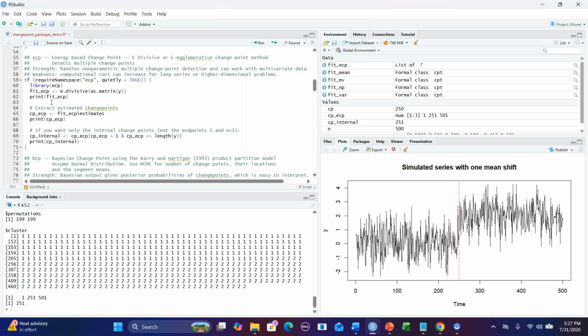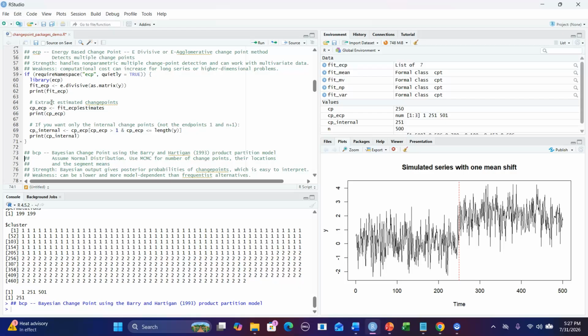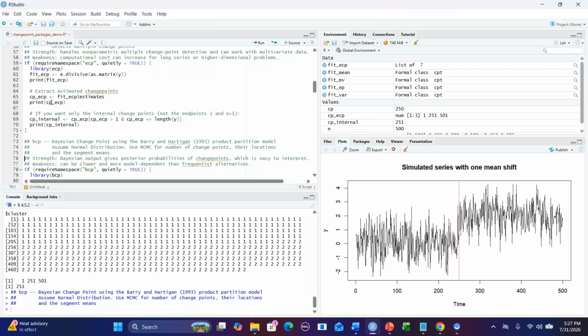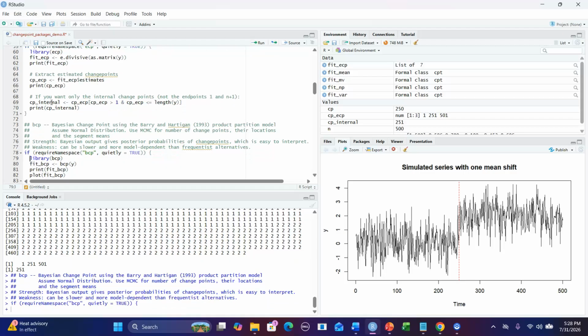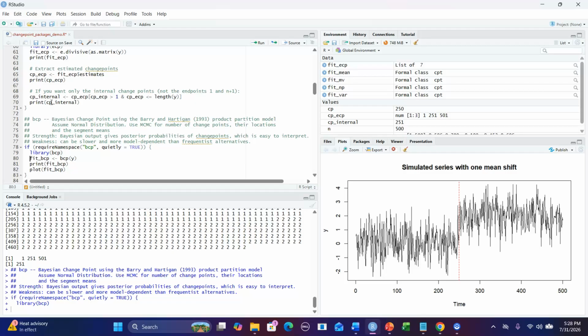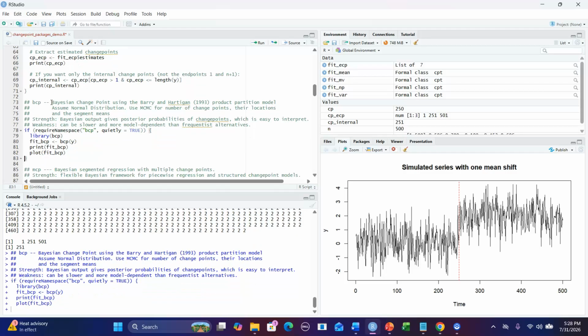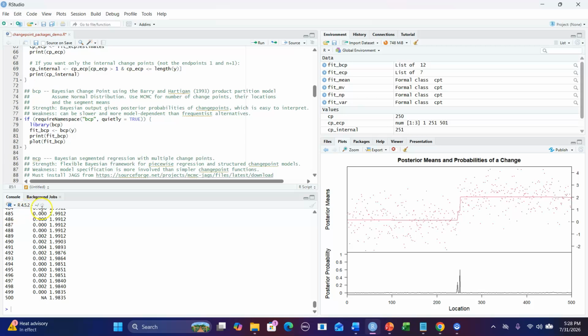Now BCP is a Bayesian change point method using the Barry and Hartigan product partition model. It assumes a normal distribution, then uses MCMC for the number of change points, their locations, and the segment means. The strength of the Bayesian output is that it gives posterior probabilities of change points, which is easy to interpret. Weaknesses are that it can be slower and more model dependent than frequentist alternatives. You can load in bcp and use bcp on y, get the fit, print it out, and plot it. You can see it's quite easy to read the output.